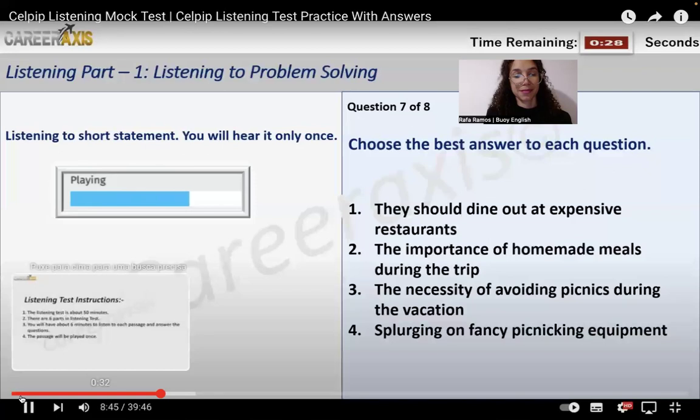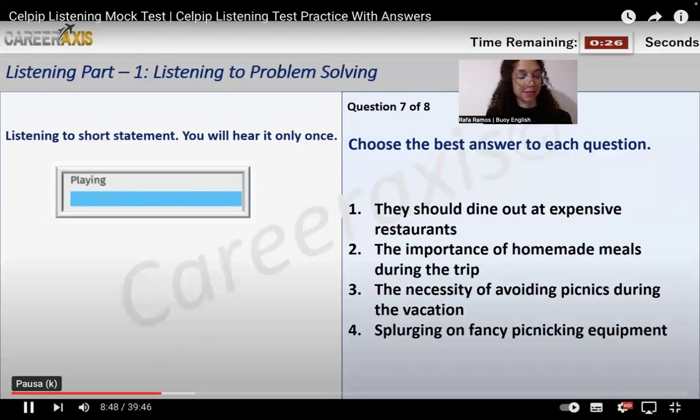When Sarah mentions homemade picnic by the lake, what does she imply? So that's that type of inference questions that we talked about in the beginning. So what is behind that? When you talk about a picnic, expensive? No. The importance of homemade meals during the trip, the necessity of avoiding is the opposite.